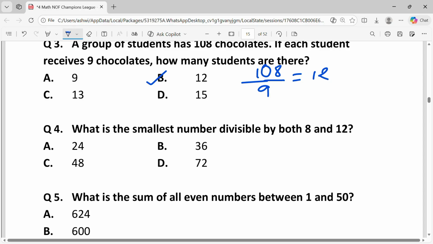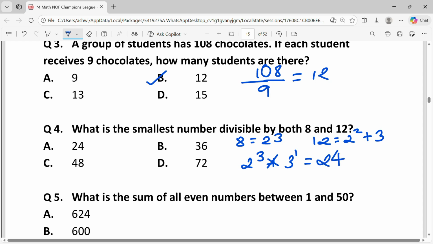Question 4. What is the smallest number divisible by both 8 and 12? Prime factors: 8 is equal to 2 cube and 12 is equal to 2 square into 3. The smallest number divisible by both 8 and 12 is their LCM. The LCM is found by taking the highest power of all prime factors in the numbers, that is 2 cube into 3 to the power 1, that is equal to 24. So the smallest number divisible by both 8 and 12 is 24.